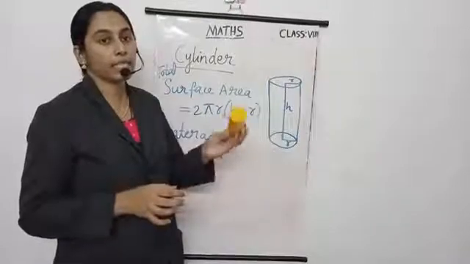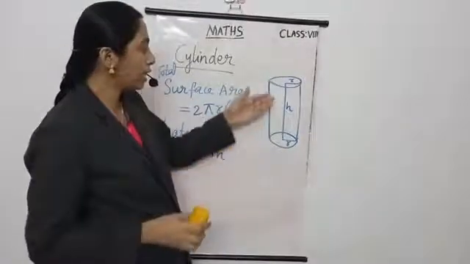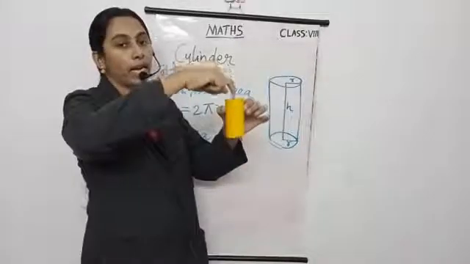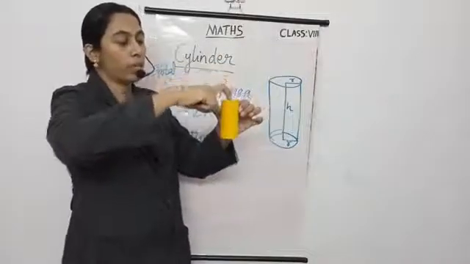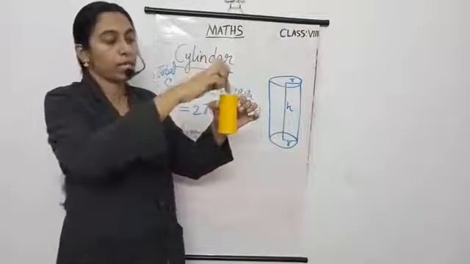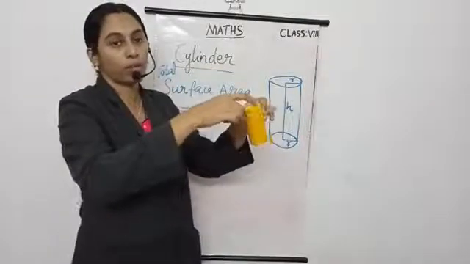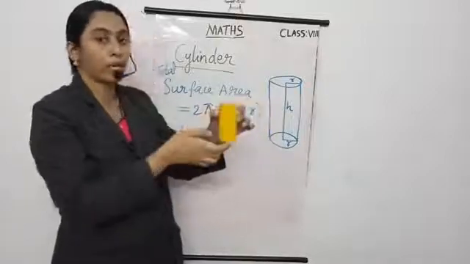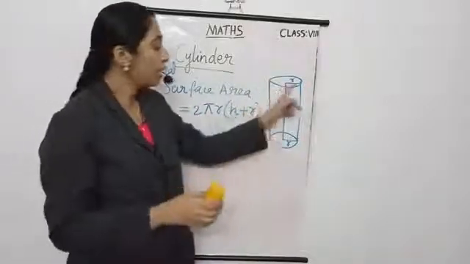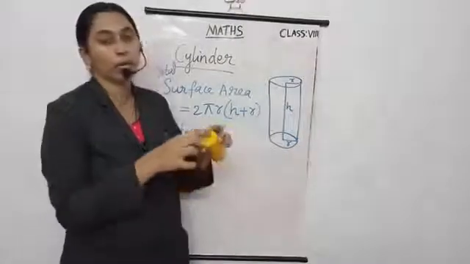Next, consider a cylinder. This is the height of the cylinder, that is, this perpendicular line from the top of the cylinder to the bottom of the cylinder through the center of the circular face. That perpendicular line segment is the height of the cylinder, and this is the radius of this circular face.